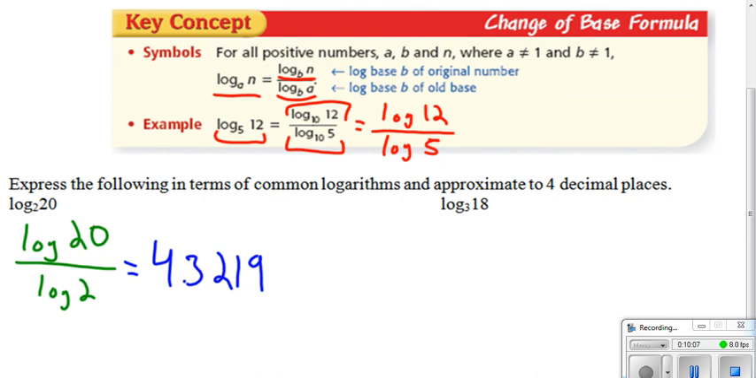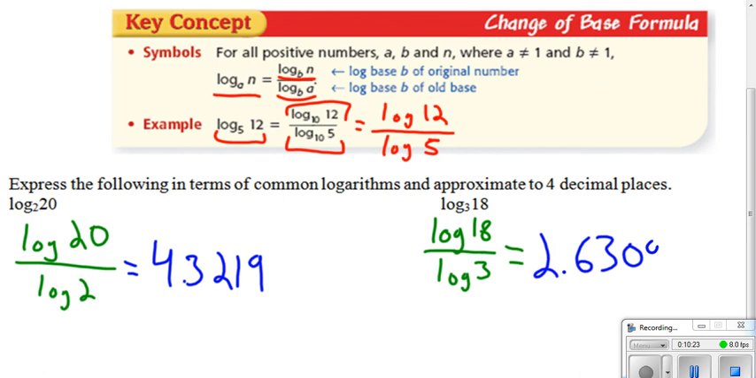Do that one more time. If we have log base 3 of 18, that's the same as log 18 over log 3, which in the end means plugging that into our calculator gives us 2.6309 as our value. So remember, these properties are going to be very, very helpful when working with logarithms.